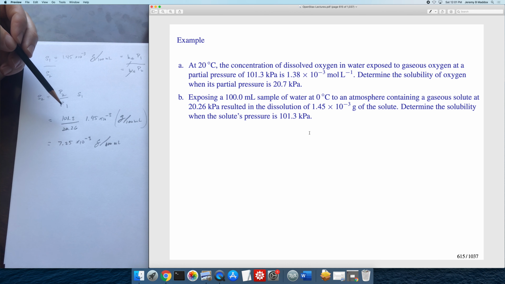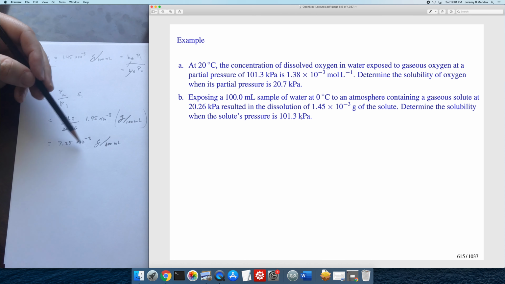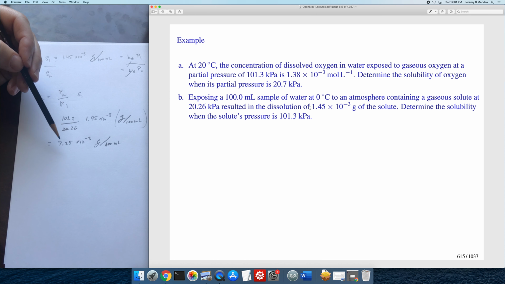Notice that in this problem, we increased the pressure of the gas above the liquid, and the solubility increased. It increased from 1.45 times 10 to the minus 3 grams to 7.25 times 10 to the minus 3 grams per 100 milliliters of water.